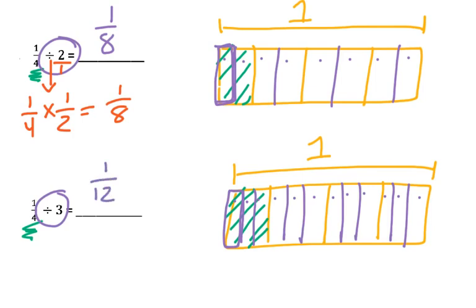Okay, mathematically, how does it work? Well, we're multiplying. But we're not multiplying by 3. We need to get that 3 into the denominator. So we actually flip the fraction. So we're multiplying by 1/3. So 1/4 times 1/3 equals 1/12.